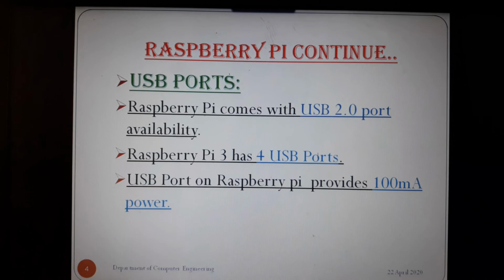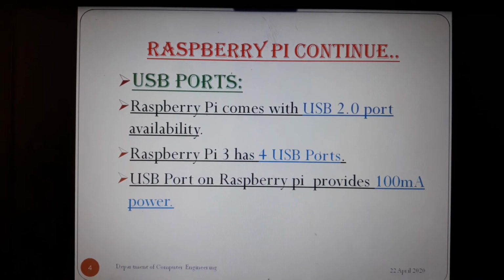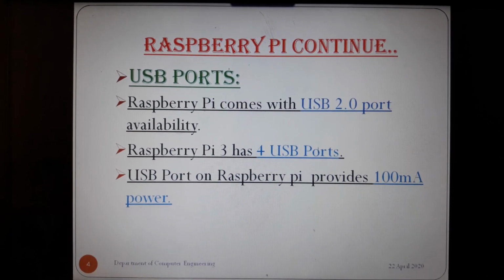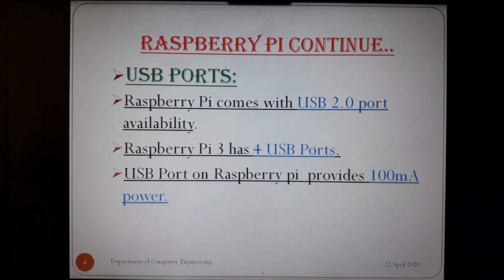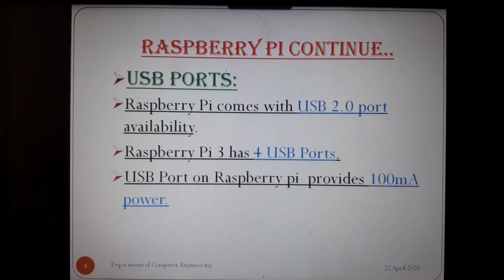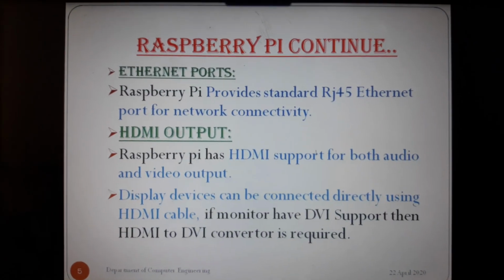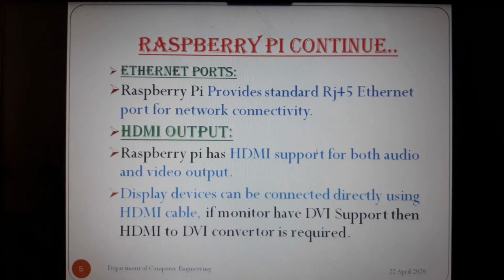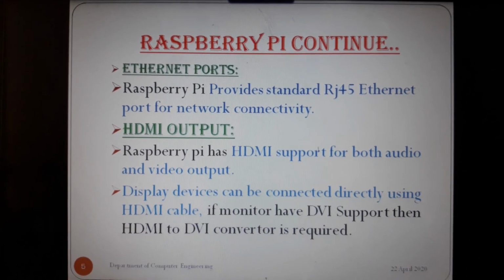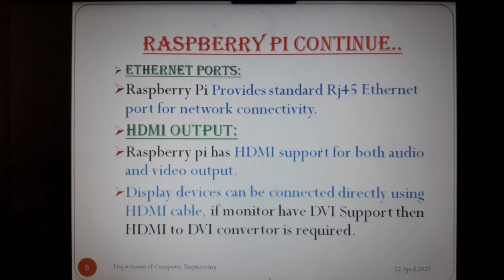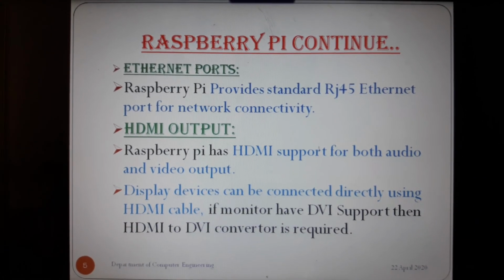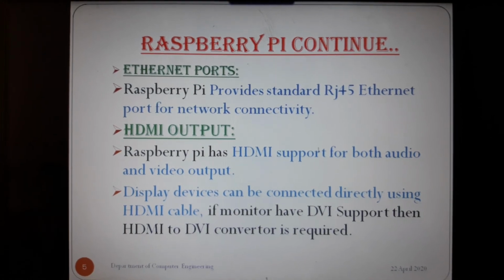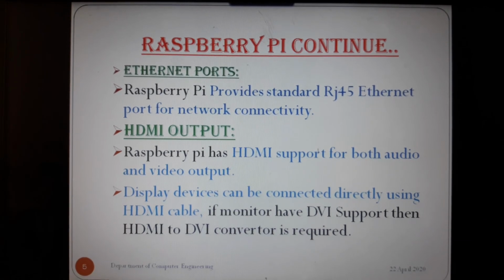USB ports. Raspberry Pi comes with USB 2.0 ports. Raspberry Pi 3 has 4 USB ports. USB ports on Raspberry Pi provide 100 mA power. Ethernet ports. Raspberry Pi provides standard RJ45 Ethernet for network connectivity. If we want to connect Raspberry Pi to the internet, we require ports. So it is the Ethernet port, and we will use an RJ45 connector to connect to the internet.